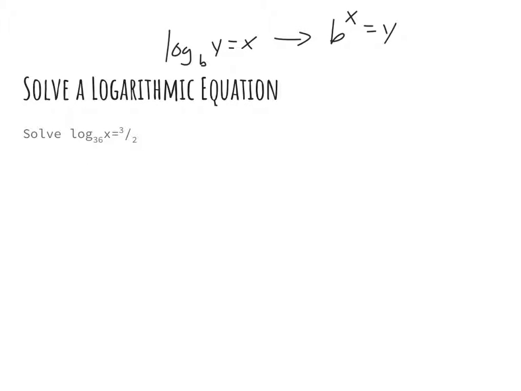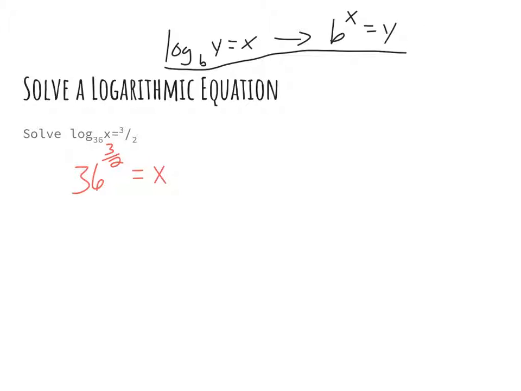To start out, we're going to be solving a logarithmic equation. So we've got the log base 36 of x is equal to 3 halves. What we're going to do is bring back what we did in the last section, and rewrite this as an exponent. So if I take the log base 36 of x equals 3 halves and rewrite it as an exponent, it should look something like this: 36 to the 3 halves equals x.